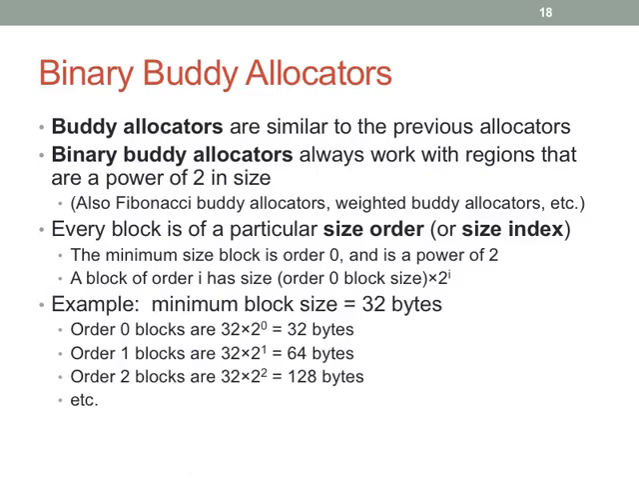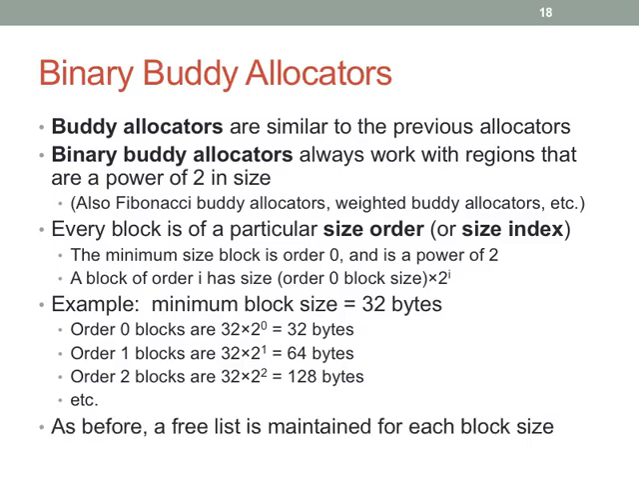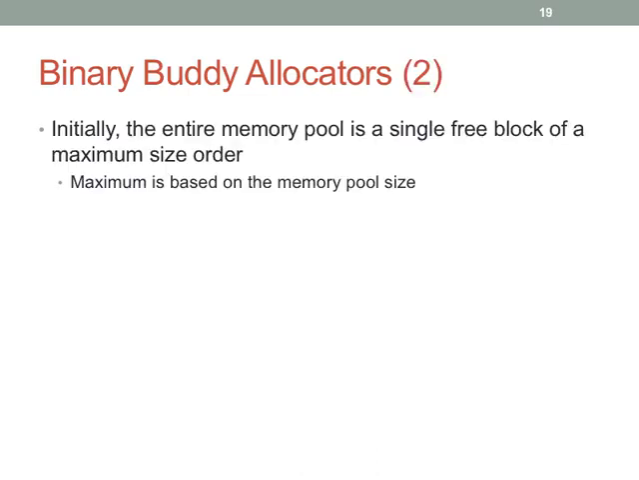And so if we had blocks that were 32 bytes, then order 0 blocks are 32 bytes, order 1 blocks are 64 bytes, order 2 blocks are 128 bytes, and so forth. Okay. Really straightforward. So size order is basically just a way of referring to a block size relative to some base size that's a power of 2. Okay, so we maintain a free list for each block size: 32 byte blocks or order 0 blocks, order 1 blocks, 64 bytes, and so forth.